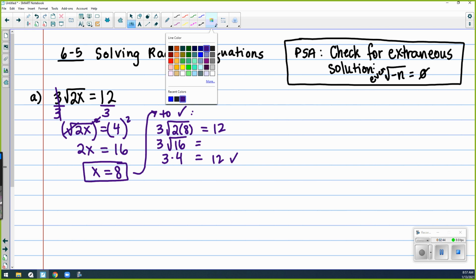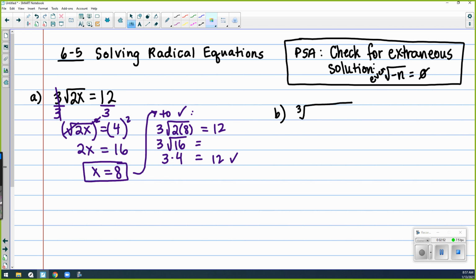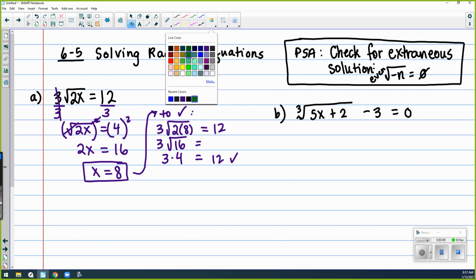Let's take a look at another example. So if you're thinking, oh, that's not too bad, well, good. We've really done those before. But in this next example, I'm going to give you a third root. So we're looking at the third root of 5x plus 2 minus 3 is equal to 0. Third root of 5x plus 2, minus 3 outside of the radical, equals 0. Well, first of all, we want to isolate the third root.